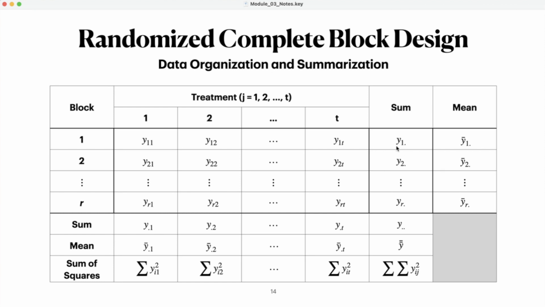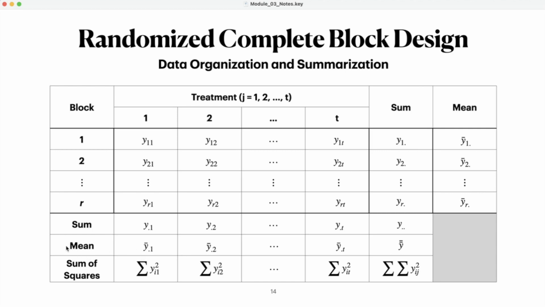On the other hand, if we go down here and look at the sum for this column, receiving treatment 1, we see that the sum of the values across all of the R blocks that have received treatment 1 is represented by y dot 1. So again, the second subscript being 1 means that we're dealing with treatment 1, and we've summed up the observations for the experimental units that have received treatment 1 across all blocks.